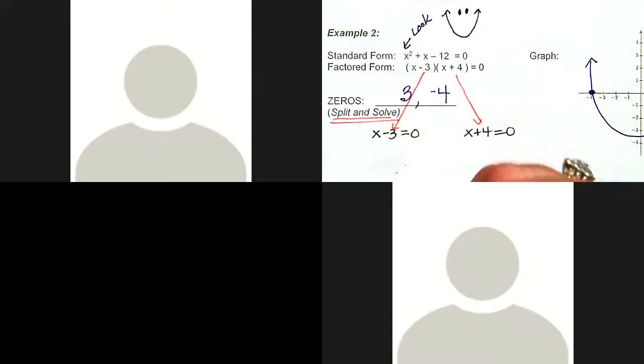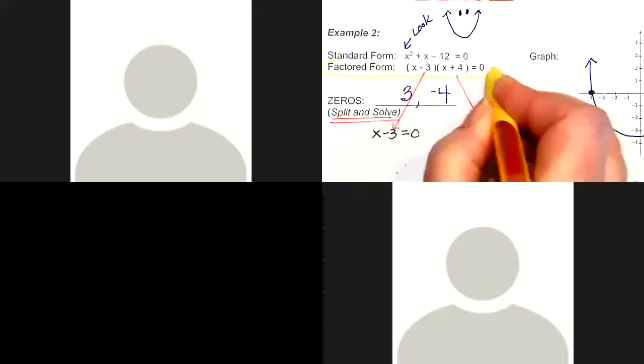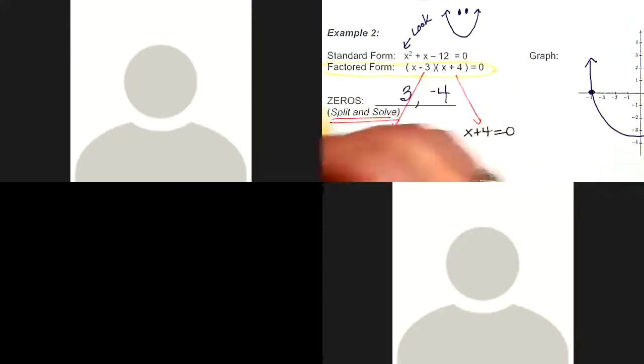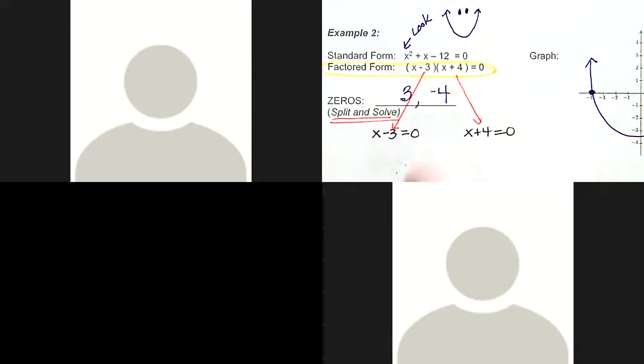Now again, for right now, we're just focusing on the factored form. This is where it comes from, and you'll learn later how to get from here to here. But so this one, if I solve this one, there's the x. What am I going to add to that -3? Plus 3, plus 3. And so x equals 3. Yep, that's the one I had.